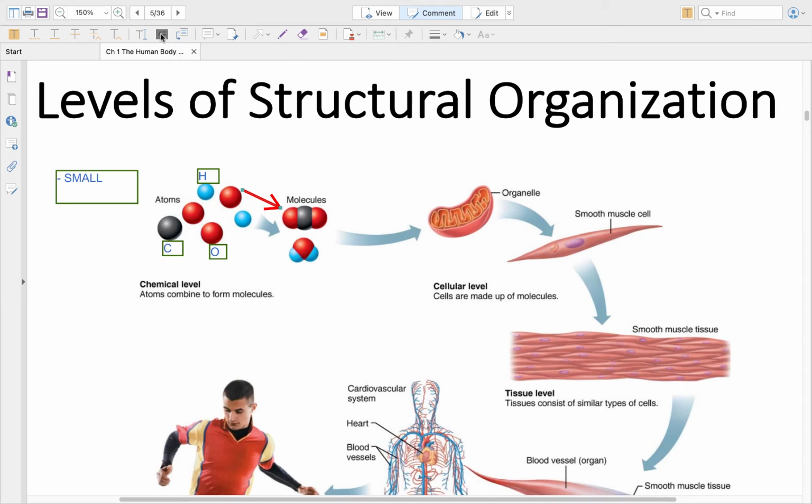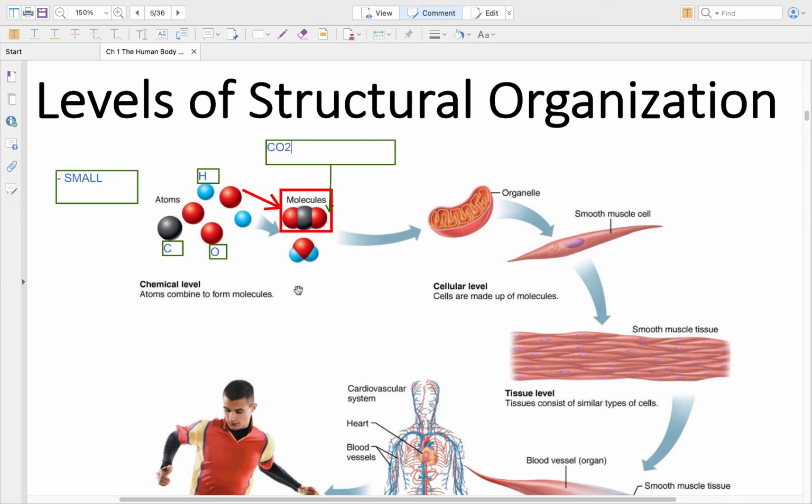So can anyone guess what this particular molecule is? If it has a gray circle in the middle, that's carbon, and it has two red ones, well, that is carbon dioxide, CO2. These are just examples of molecules.